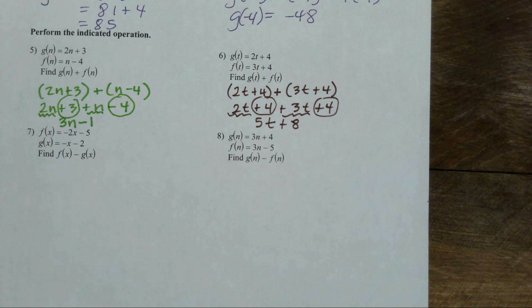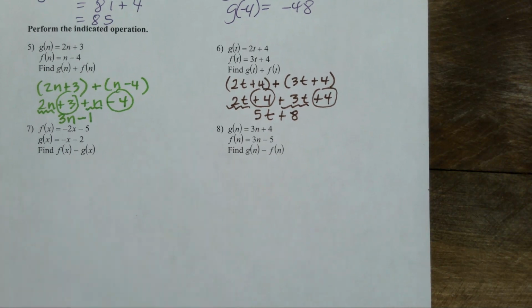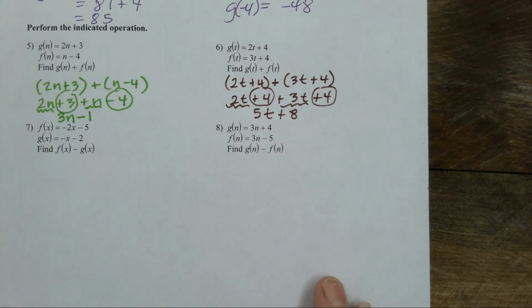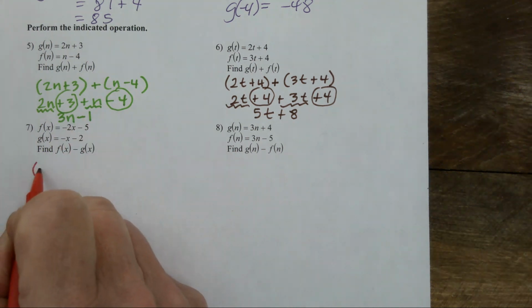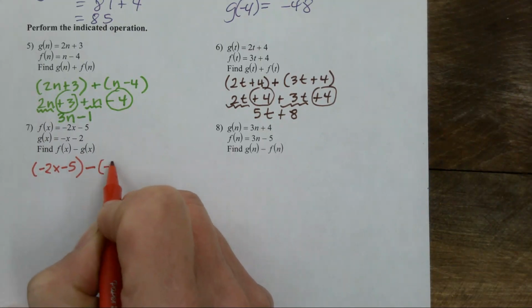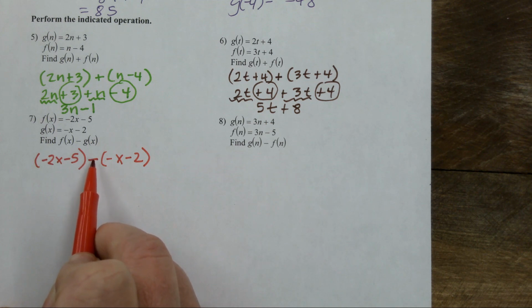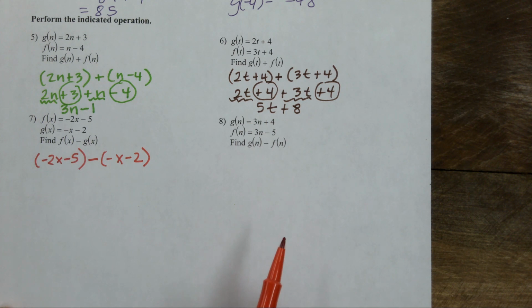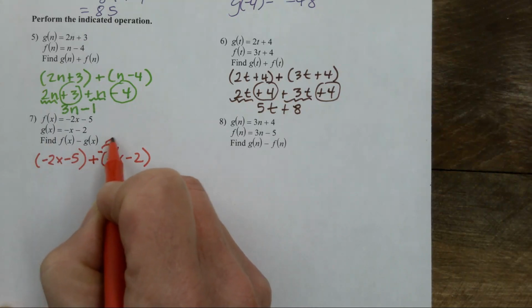I don't need them. What if it's subtraction? I'm going to have to be a little more careful. So when I write number 7, same concept, f minus g, the f function minus the g function. Good? Okay. The f function minus the g function. I'll start with the f, negative 2x minus 5. Now it's minus negative x minus 2. This minus has to be distributed through that second set of parentheses. Remember, this is like plus negative, and that negative has to go through there.